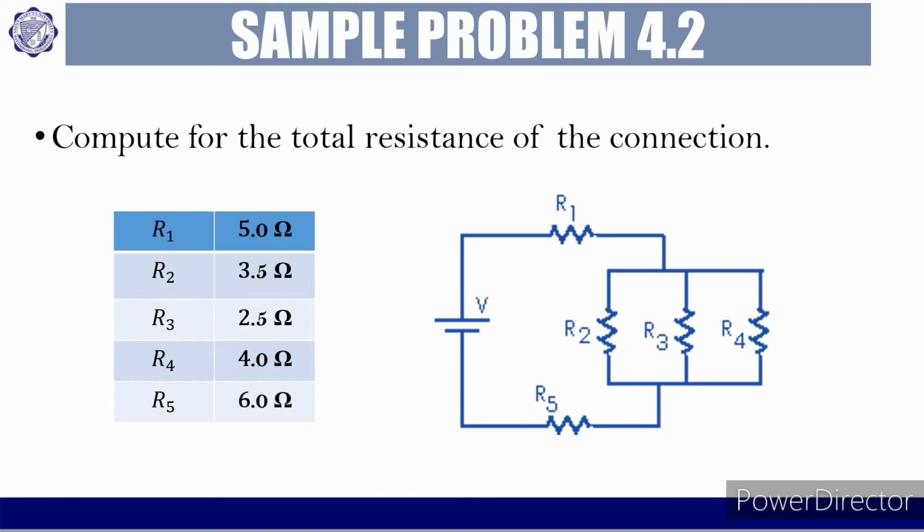Let us try another sample problem on the said topic. Problem reads, compute for the total resistance of the connection below, wherein resistor 1 is 5 ohms, resistor 2 is 3.5 ohms, resistor 3 is 2.5 ohms, resistor 4 is 4 ohms, and resistor 5 is 6 ohms. Were you able to visualize the said problem? Let us answer it together. Try to scribble the solving process on your notebook. Come on.